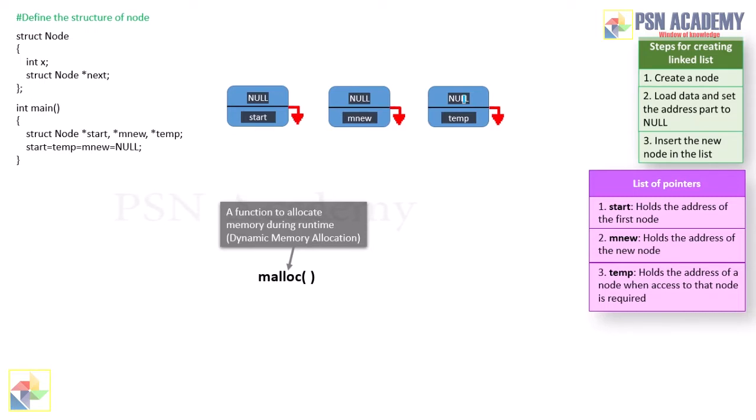Now, to allocate memory during runtime, we will use an inbuilt function named malloc. Why runtime allocation? Because creation of nodes for building the list should be done when the program is in execution, right? That means when the program is running, at that time the nodes will be created in memory. So memory allocation is a runtime thing in this program. For that reason, we need malloc.